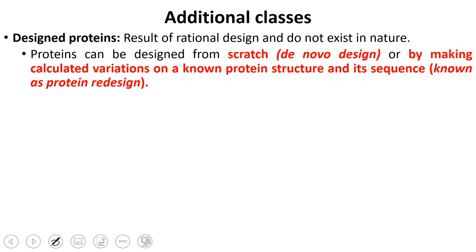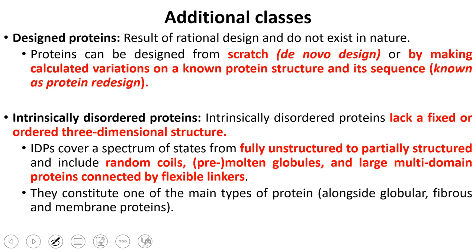Some other additional classes are designed proteins. These are the result of rational design and do not exist in nature. Proteins can be designed from scratch, from zero, which is called de novo design or de novo synthesis, or by making calculated variations on a known protein structure and its sequence, which is called protein redesign. Next, we have intrinsically disordered proteins. Intrinsically disordered proteins lack a fixed or ordered three-dimensional structure.